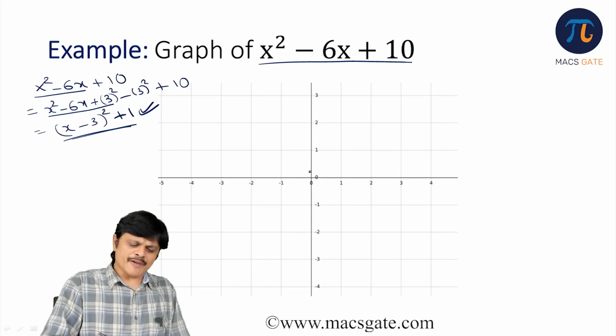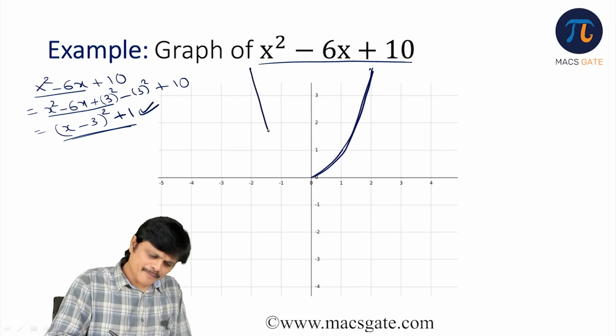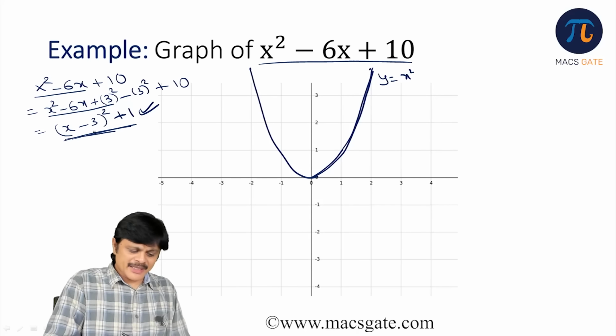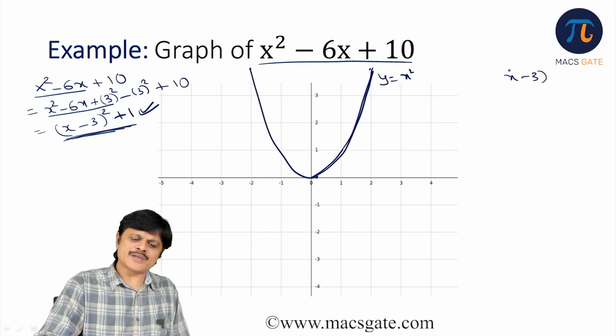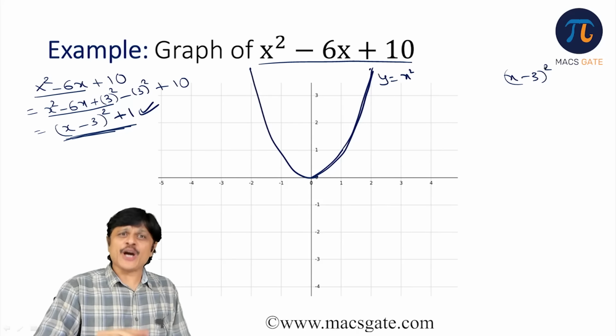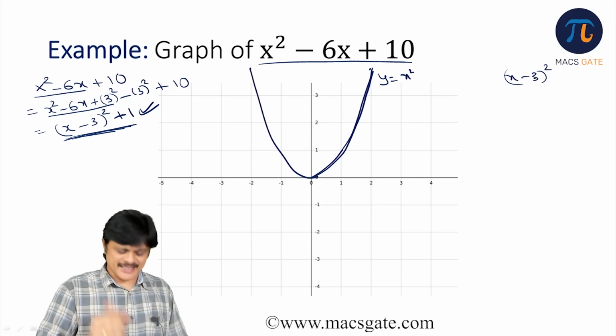Am I clear? So first of all, y is equal to x square. y is equal to x square means 1, 2 means it should be somewhere 4. So the graph is something like this. This is the y is equal to x square graph. But here we need to get this x minus 3 whole square. So first of all, what is x minus 3 whole square? When you subtract 3 from the argument, minus 3 means the shift has happened 3 units to the right side.